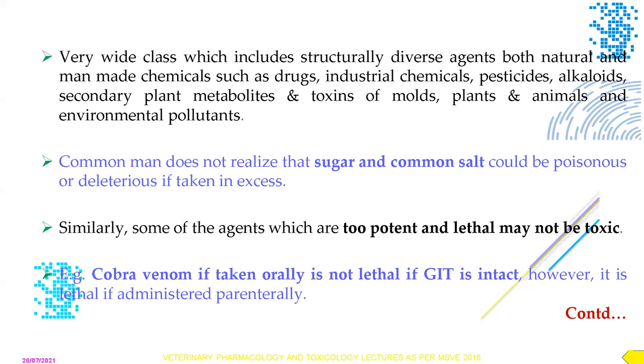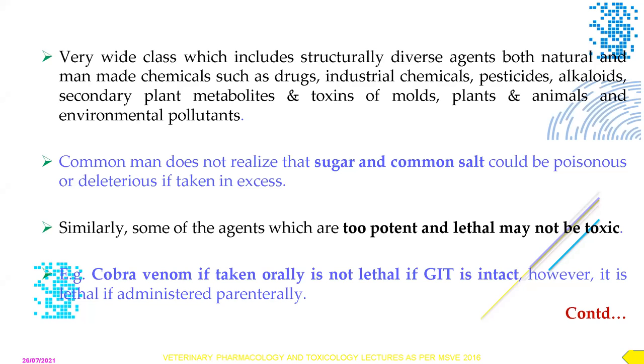The common man does not realize that sugar and common salt could be poisonous or deleterious if taken in excess. Paracelsus, whom we are going to deal with in the history, said that all the substances on this earth are poisonous, and the dose is the one which differentiates the therapeutic agent from the poison. If sugar is taken more and more, it causes toxicity, and at the same time, salt, if ingested in excess, causes severe toxicity, severe dehydration, neurological signs, and the sheep or the cattle will die. Of course, the poultry also.